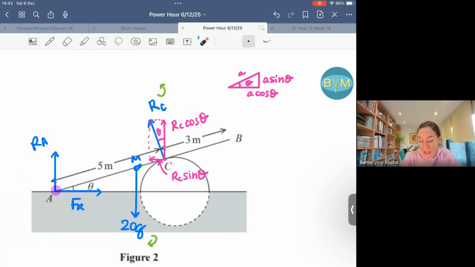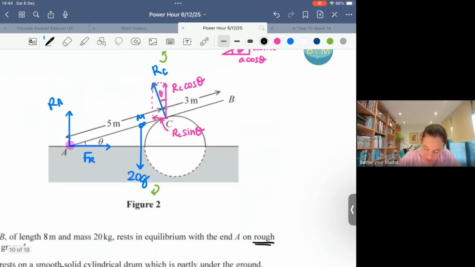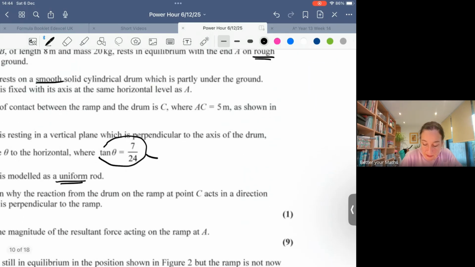Do you see why? It is the force multiplied by the perpendicular distance. So it's going to be RC multiplied by 5. I don't need the components at this stage. So it equals RC multiplied by 5. Cos theta, we have it because we have the angle. They give you tan theta.